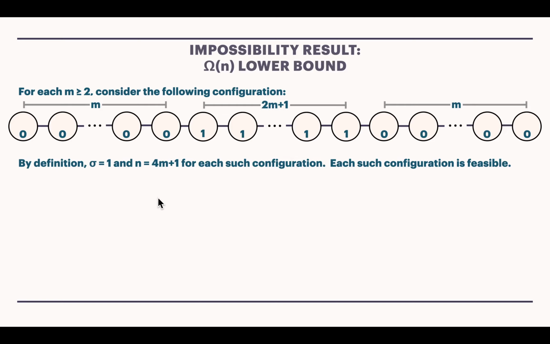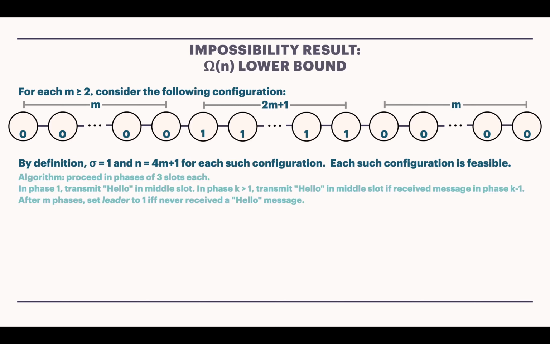You could pause and try to think of an algorithm that will work. Or we could use the following algorithm, and I'll quickly go over this. What we do is proceed in phases. Every phase has 3 slots. During the first phase, every node will transmit in the middle slot, so slot 2, just some hello message. In all subsequent phases, a node will transmit the hello message in the middle slot if it received a message during the previous phase. After doing this for m phases, a node will set its leader variable to 1 if and only if it never received a hello message.